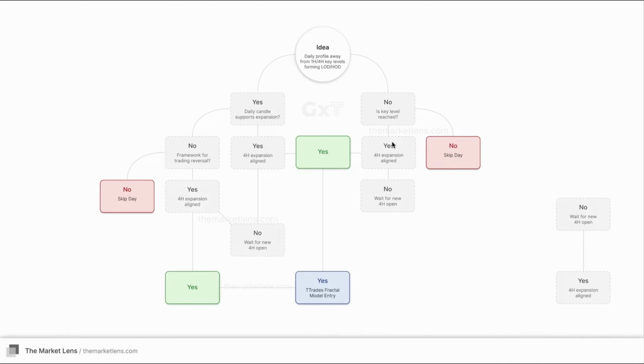We're simply going to ask ourselves, does the current 4-hour candle that we're trading within support expansion? If no, we're going to wait for the open. Okay, we wait for the open. We come back to here. Is there a valid fractal model to trade away from, aligned with the 4-hour expansion candle? If yes, then we can look for entries.